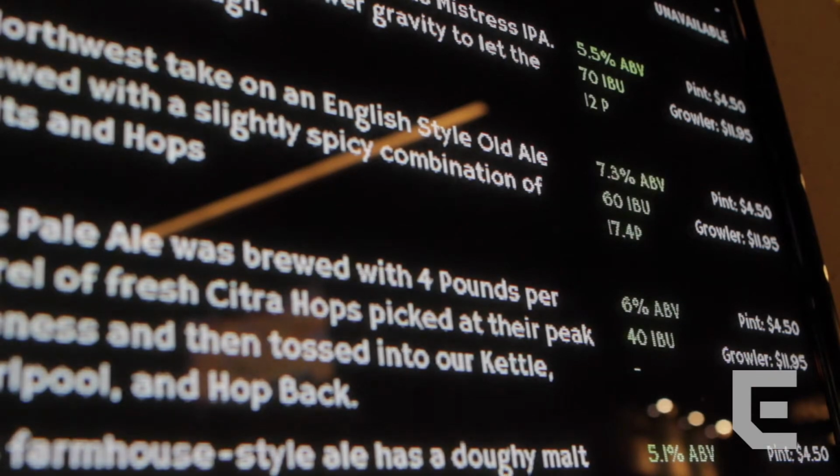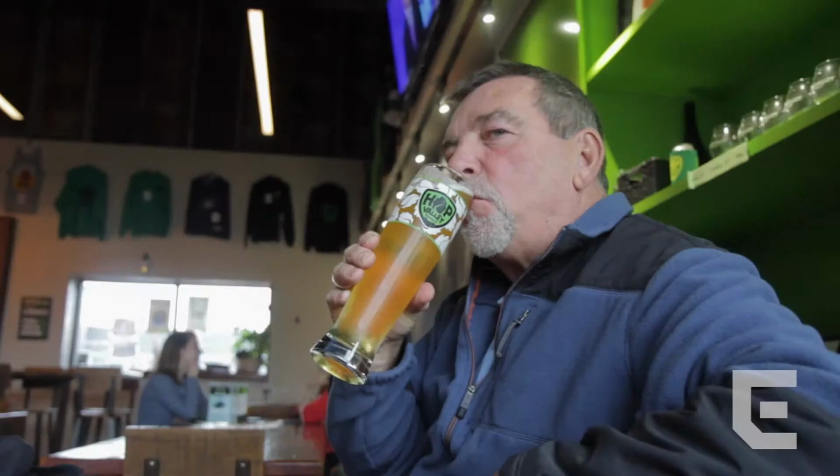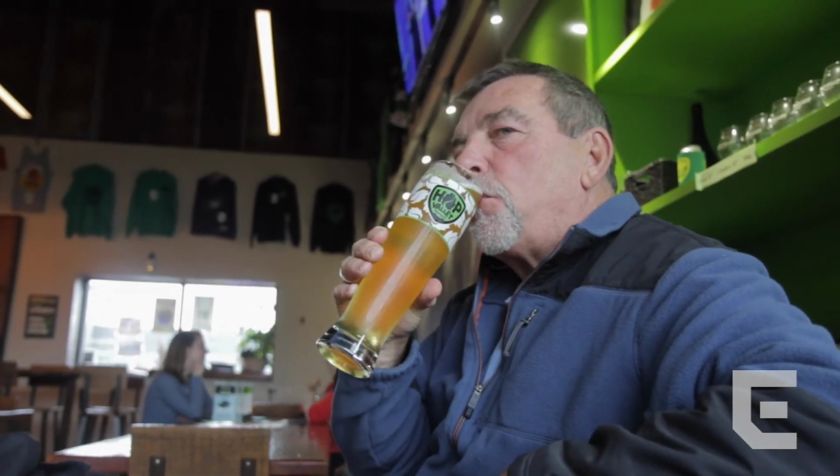So when they look at the menu, and if they happen to know they like bitter beers and strong beers, they can see a high Plato, a high IBU, and that might kind of lead them towards a certain beer.